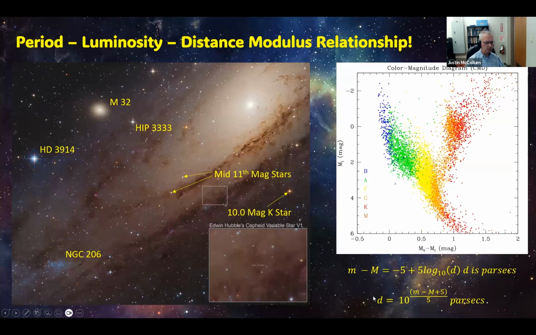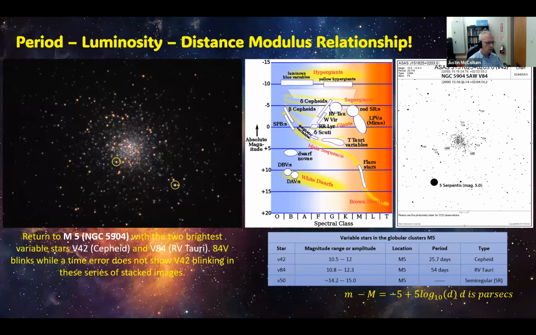That change in brightness means we can use this formula here. A difference of 5 magnitudes between, let's say, 10th and 15th magnitude is 100 times in brightness. So this can allow us to measure the distance using that brightness change in those variable stars. And we can measure the distances of these globular clusters in parsecs. And a parsec is about 3¼ light years. Right here is the blinking of these stars. This is in M5. So we can look at the formula here.